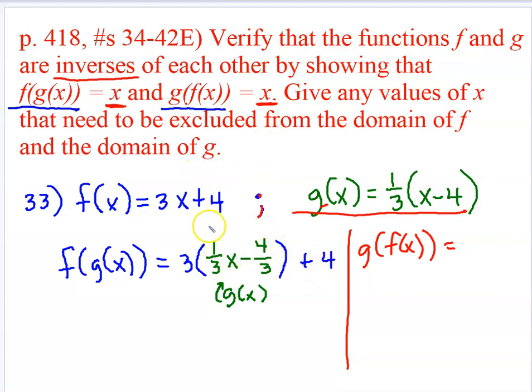So I've kind of got this started already. Notice how I took the g function in green. I'm doing the f of g of x, so the g becomes an input into the f. And we'll see what comes out. So distribute the 3 times 1/3 x, 3 times negative 4/3, and then bring down this plus 4. And so far, it's looking really good. For the f of g of x composite, I'm left with x, and that's a requirement. And now let's turn it around and do the g of f. So the f becomes the input into the g.